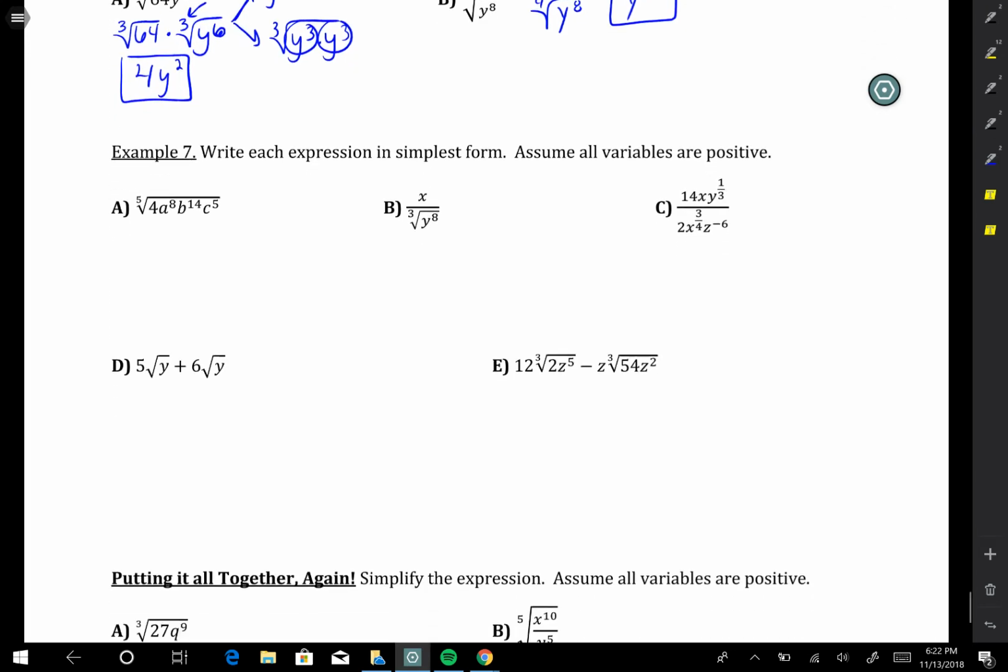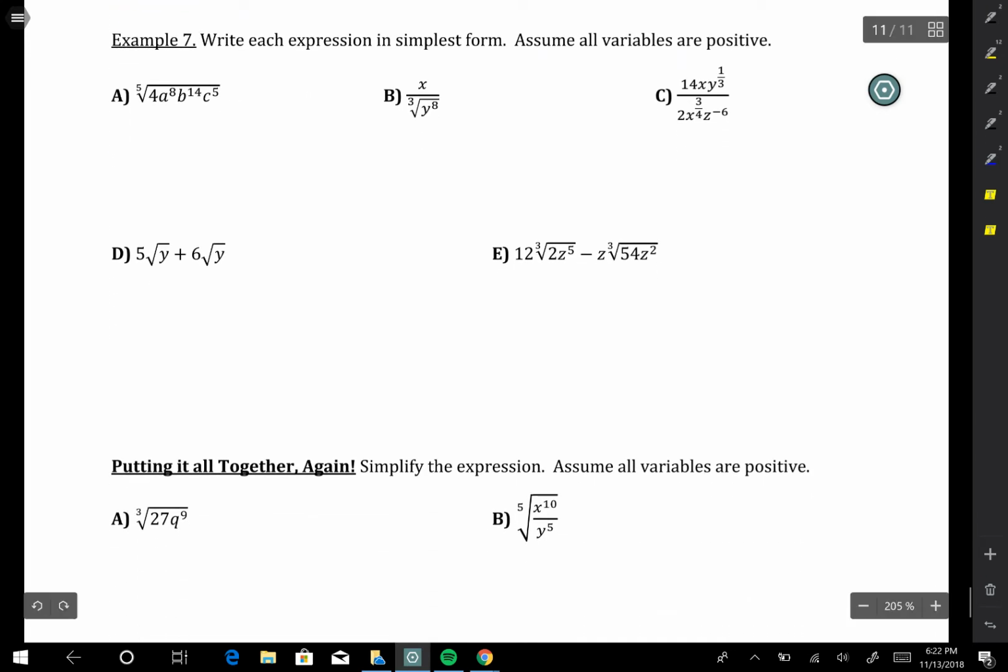Okay, example 7. Write each expression in simplest form. Assume all variables are positive. So this takes out me having to remember to put absolute value bars on my variables, which is nice. All right, letter A, the fifth root of 4 a to the 8th, b to the 14th, c to the 5th.